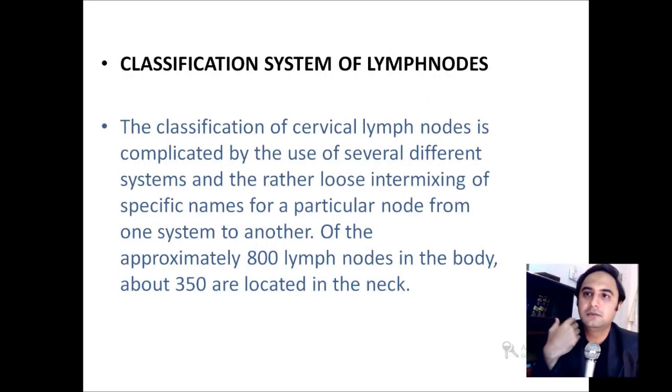Now, starting with the classification of the lymph nodes, there are almost 800 lymph nodes present in the whole of the body, and above 350 plus and counting are present only in the neck region. So you can see how important this region is. Lymph nodes are basically embedded within the loose fat tissue surrounding the internal jugular vein present inside the carotid sheath, and in areas like the segmental region and level 2.